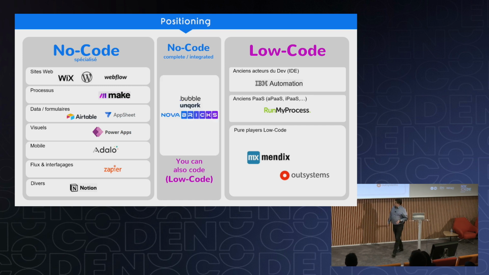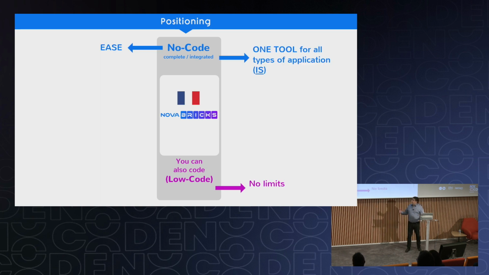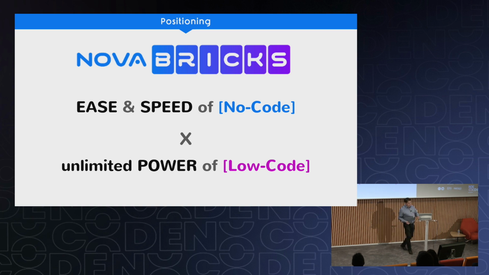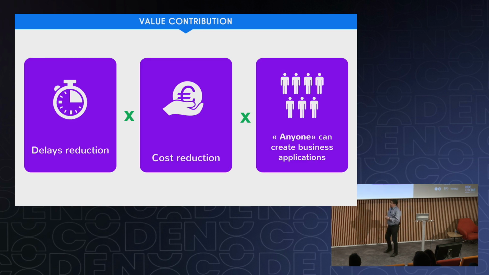In this family, there are several companies like Novabricks. So it's the ease of no-code tools, and you can use one tool for every type of application for information systems. And there's no limit because you can also code. So for Novabricks, our positioning is the ease and speed of no-code tools and the unlimited power of low-code. It's very difficult to be on both sides. The value contributions of this kind of tool are, of course, delay reduction, cost reduction, and also anyone can create business apps.